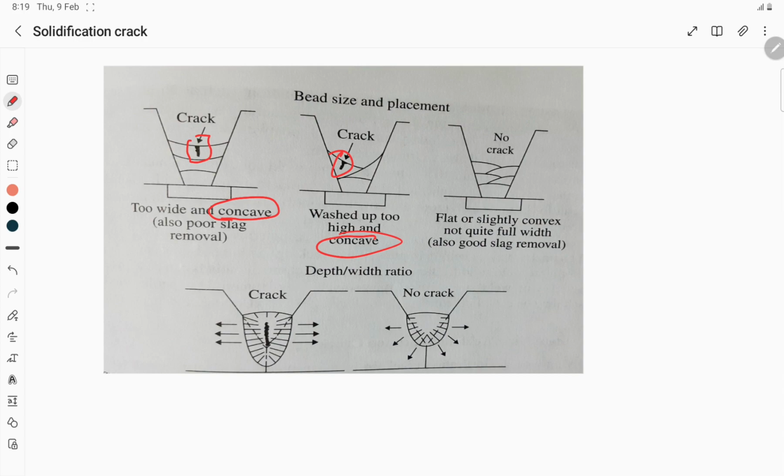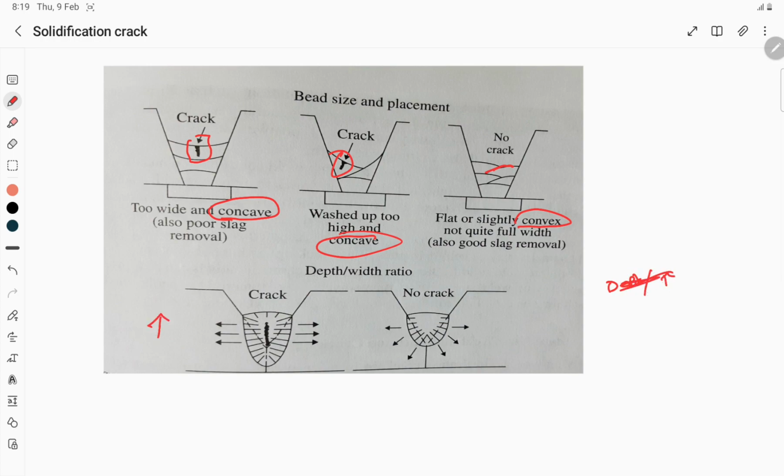If the bead is convex, even slightly convex, then the possibility for the formation of crack is also less. That is what they have found through the results. So we have to deposit in the form of a convex shape. That will help us to prevent the formation of solidification crack.